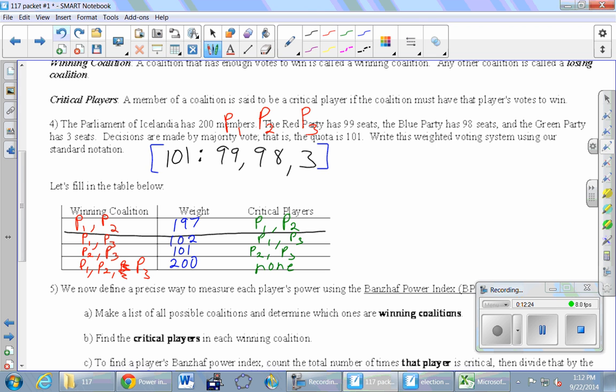And so in a very real sense, all three of these players have exactly the same weight, which is really counterintuitive because we felt like the poor Green Party had hardly anything to do with these motions, had only 3 votes compared to 98 and 99. But it turns out that they're all kind of equal.